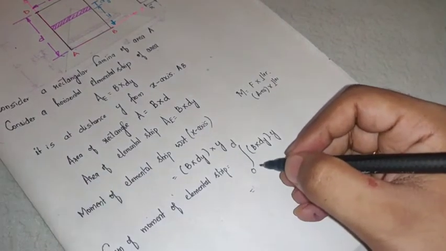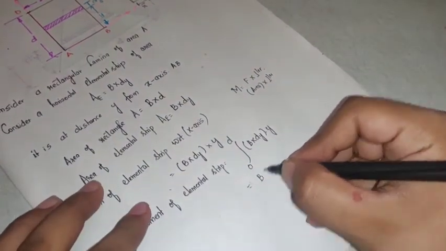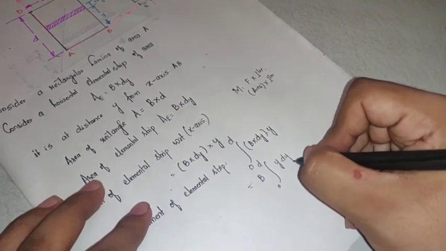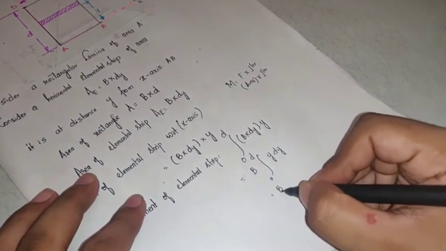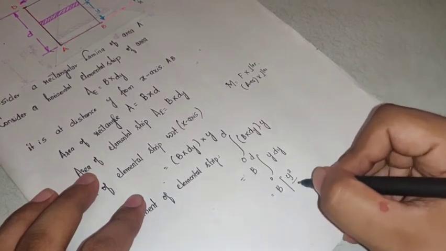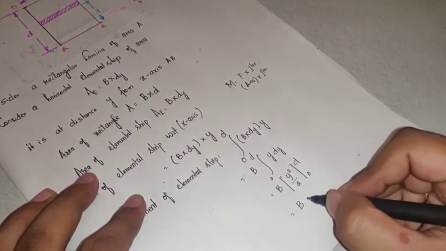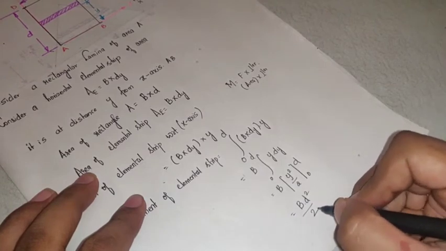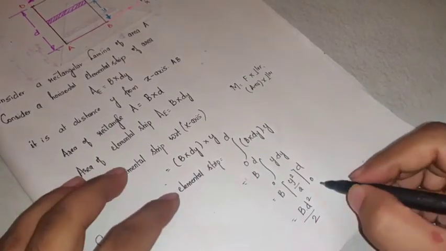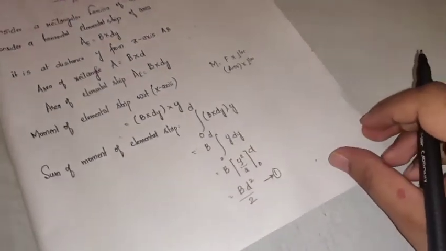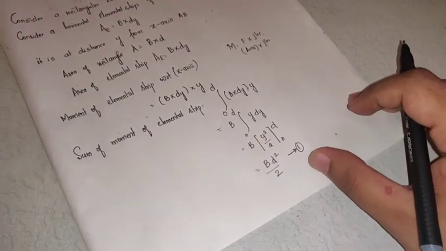So integrate this. Since B is constant, I'll take it out. So this is 0 to d, integration of y into dy. What is the integration of y? It is y square by 2, from 0 to d. So I'll get b d square by 2. Write this as equation 1.